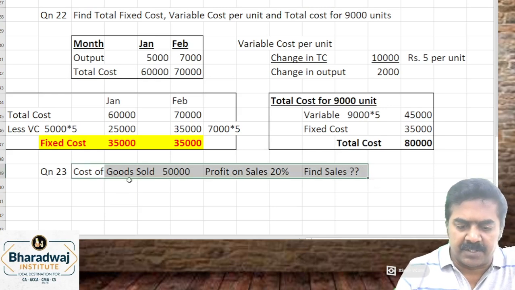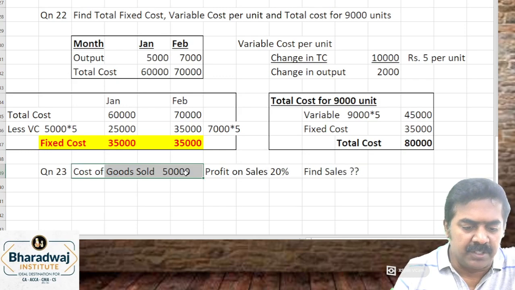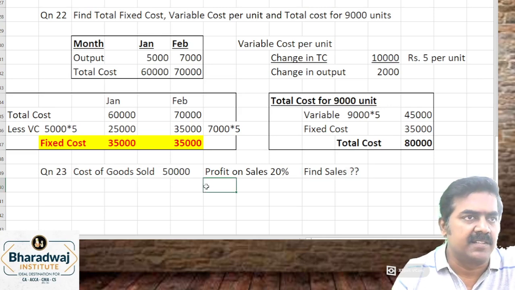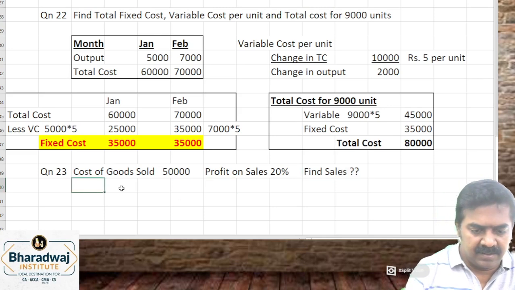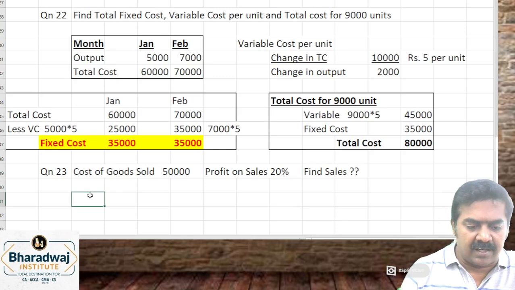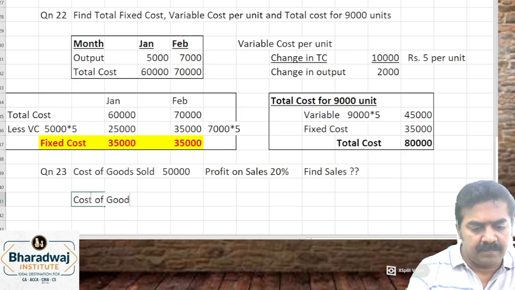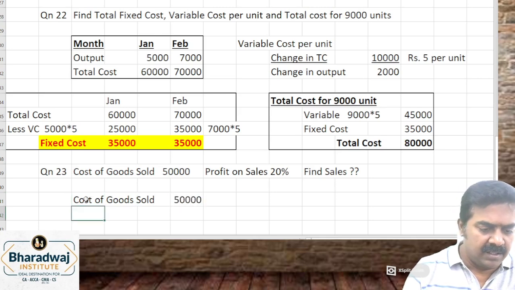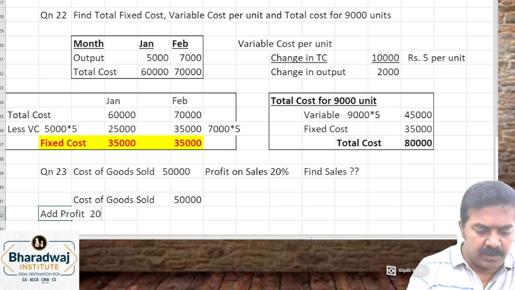It's a very famous question in the exam. Cost of goods sold is 50,000. Profit on sales is 20%. Find what? Sales. Can I add directly 20%? Cost of goods sold is 50,000. Can I add profit 20%?